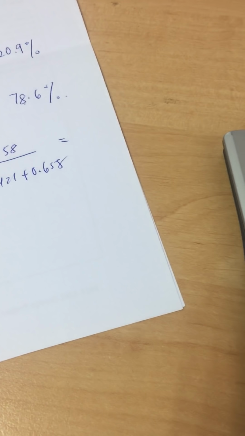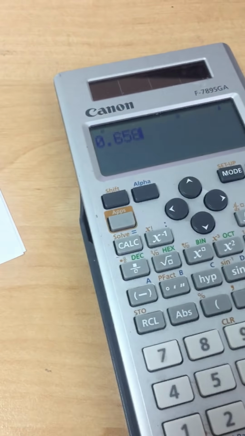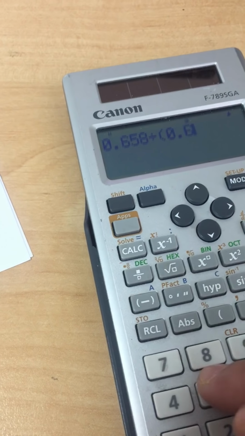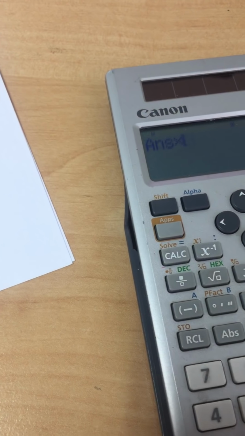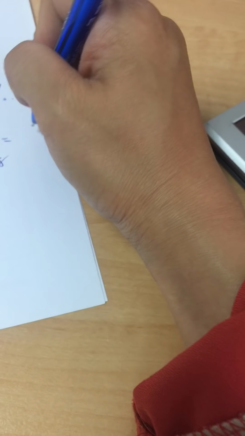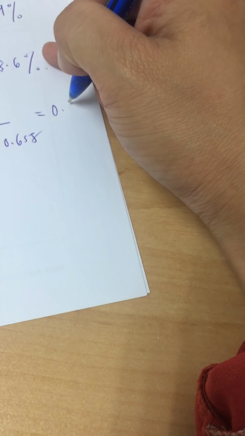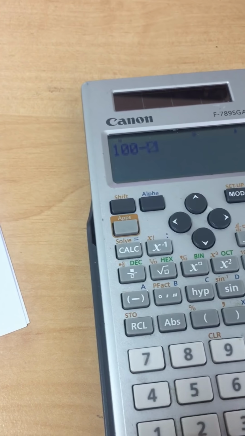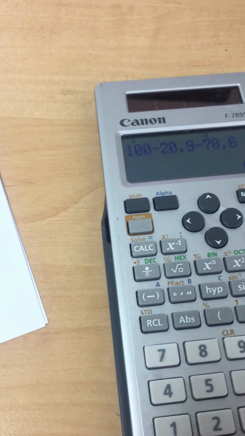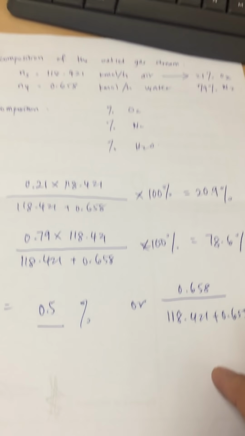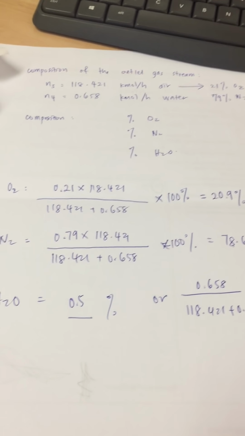So that would give you 0.658 divided by 0.658 plus 118.421, times 100, it's only 0.6%. Or if you just calculate 100% minus 20.9% minus 78.6%, you would get 0.5%. Okay, so that's the end of the tutorial for question number 2.